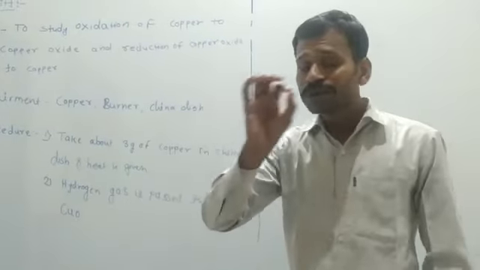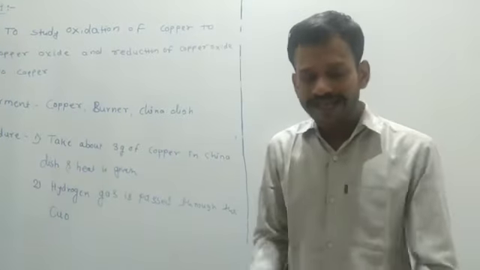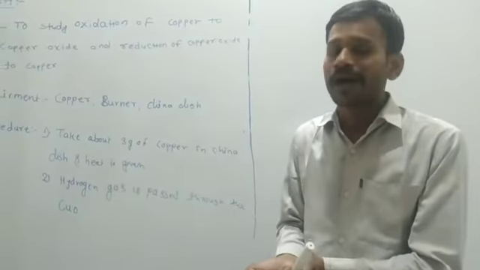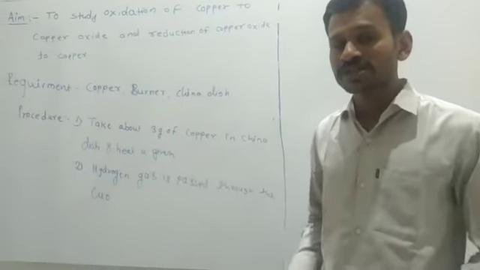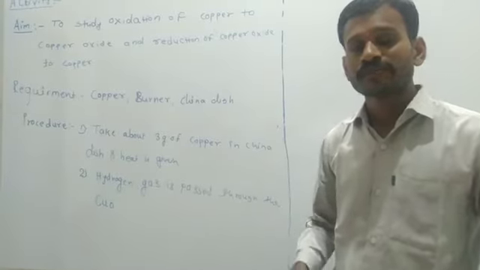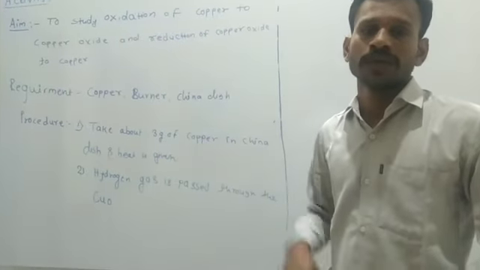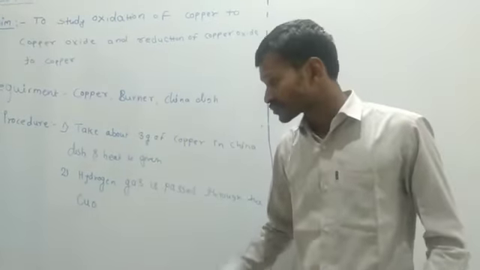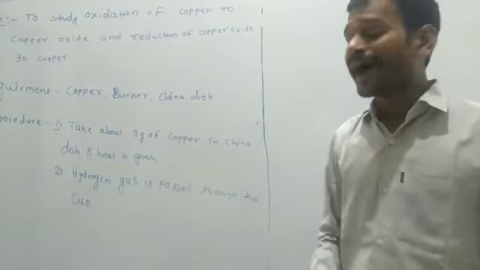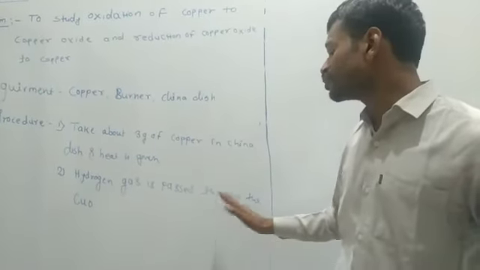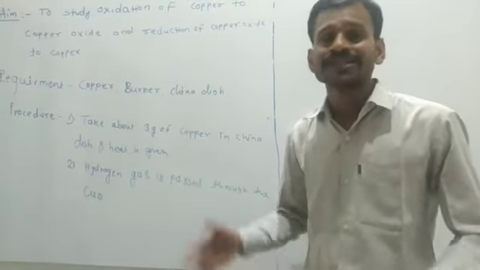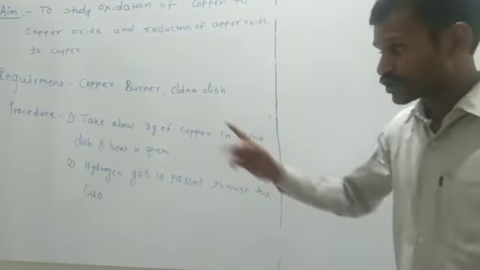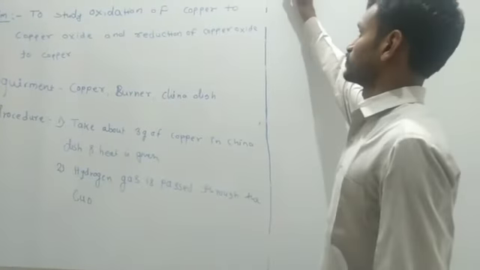Means simply we will take the copper in this China dish. After that, start to heat this copper. This is the first step, and after that hydrogen gas is passed through this copper oxide. Then what will happen? That we have to observe here. So see, observation.